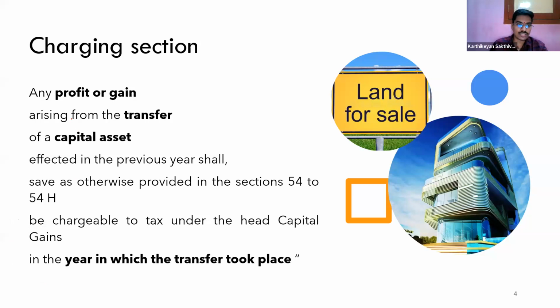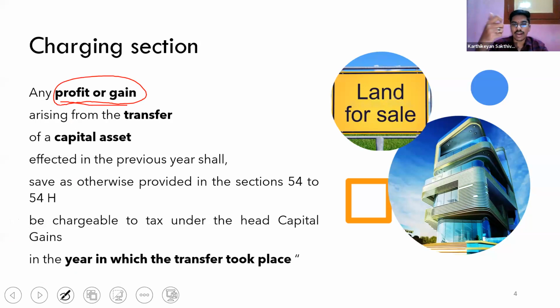Right. So let us learn the words one by one. The term profit or gain is not defined in the Act, but in general sense, it will include all the gains and losses also. Just because the words used here are profits or gains, that does not mean under the head capital gains you cannot get a loss. The word profit will also include negative profit, which is nothing but loss. Next is arising from transfer. The term transfer is defined under section 2 clause 47.